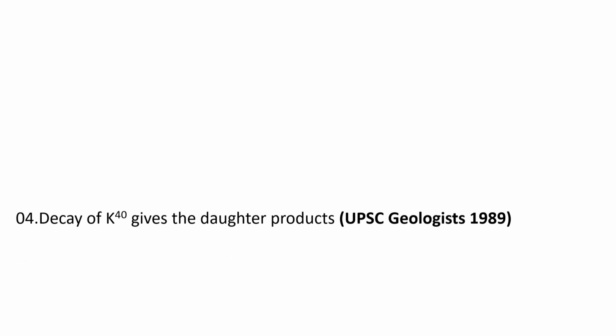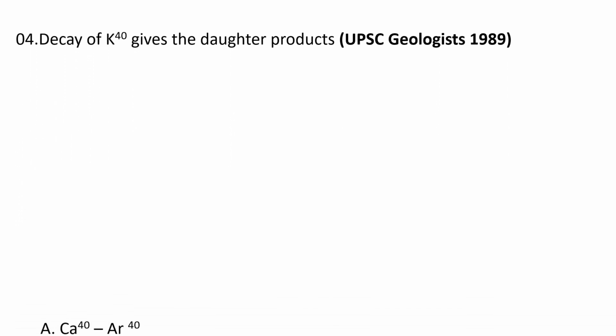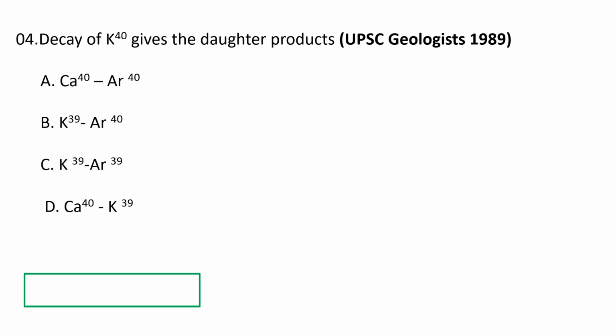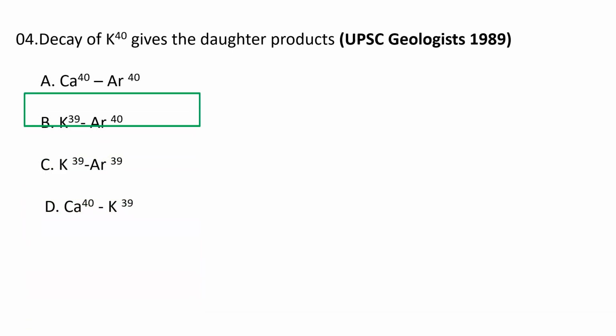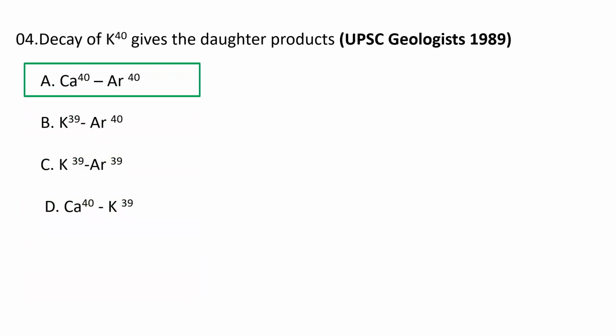Next question. Decay of K40 gives the daughter products: A. Calcium 40, argon 40. B. K39, argon 40. C. K39, argon 39. D. Calcium 40, K39. So the decay of potassium 40 gives the daughter products calcium 40 and argon 40.